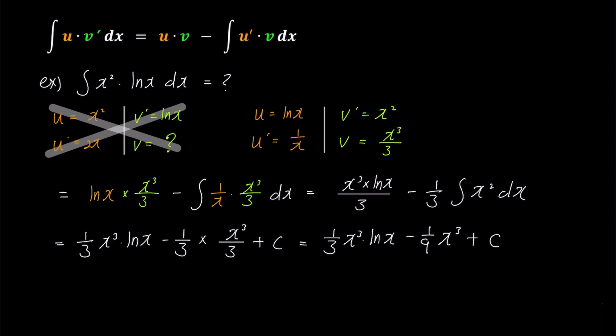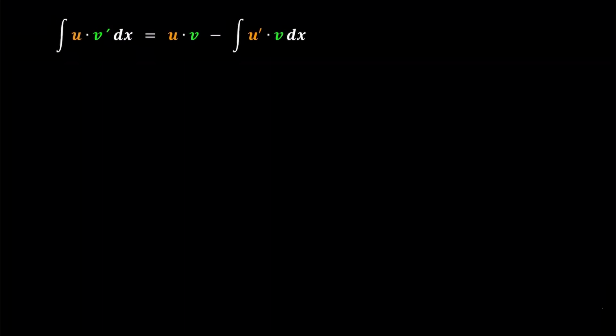Do you find it difficult to find u and v prime? Basically, when x is the term, let u be x. And when a logarithmic function like this comes out, make the logarithmic function u. There are exceptions, but we'll cover those in the next video. I will solve 2 more examples. This example will be a little special, and the next example will deal with definite integrals.